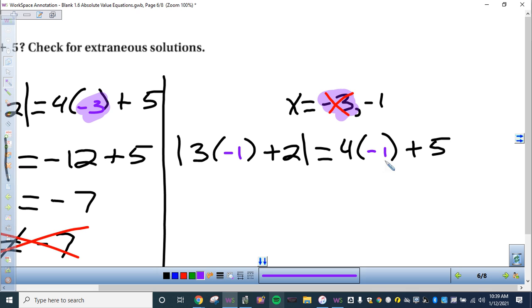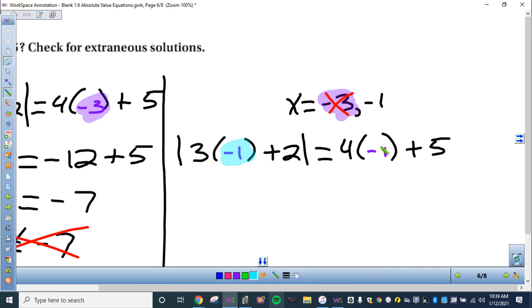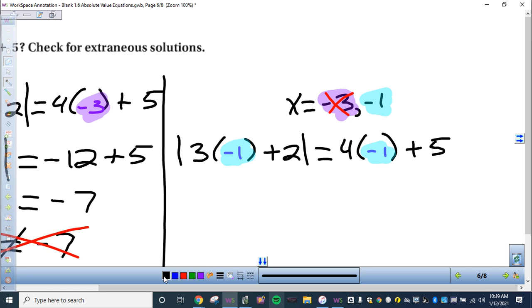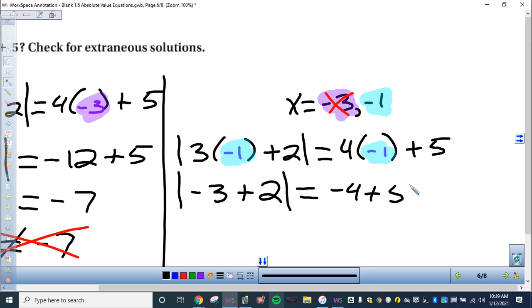So notice I will even change my highlight color because then you can tell exactly where stuff went, where it came from, whichever way you're looking at it. So I just recommend you do that because it'll just make more sense when you study in the long run. 3 times -1, -3 plus 2. Right side, 4 times -1, -4 plus 5.